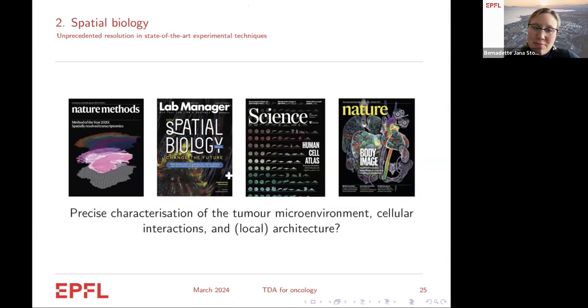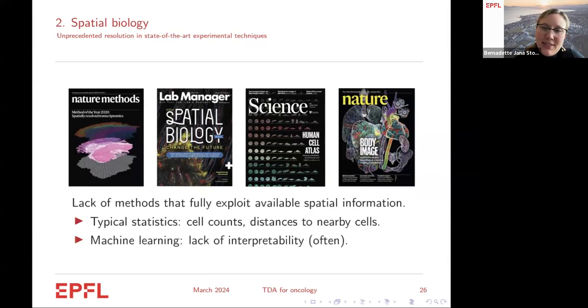So being able to precisely characterize this tumor microenvironment and the cellular interactions therein, as well as the local architecture, is of great interest in oncology. So we have all these beautiful techniques, but are we close to this? And the answer is actually no, because there's a lack of methods that can fully exploit the available information that is contained in these types of data.